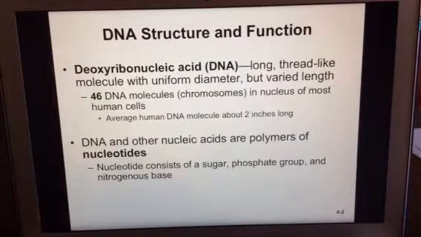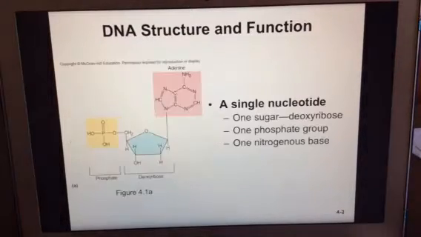And I'm sure that you already learned that DNA are polymers made of nucleotides. So we're going to specifically look at the nucleotide structure and then see how they join together to make this molecule. Each nucleotide consists of a sugar, a phosphate group, and a nitrogenous base. When we're talking about DNA, that sugar is deoxyribose sugar.